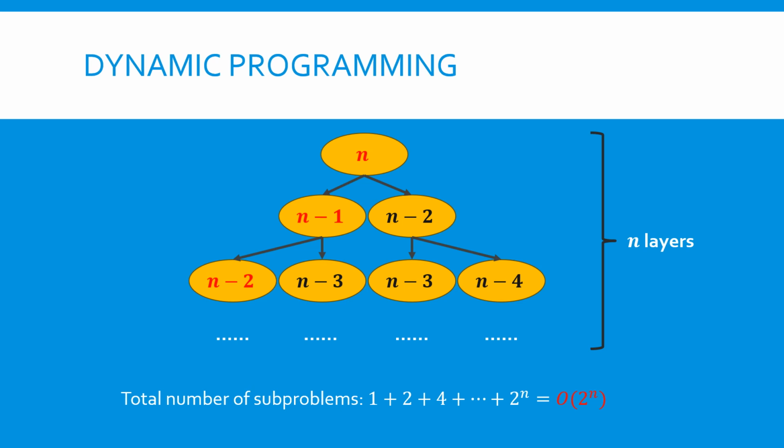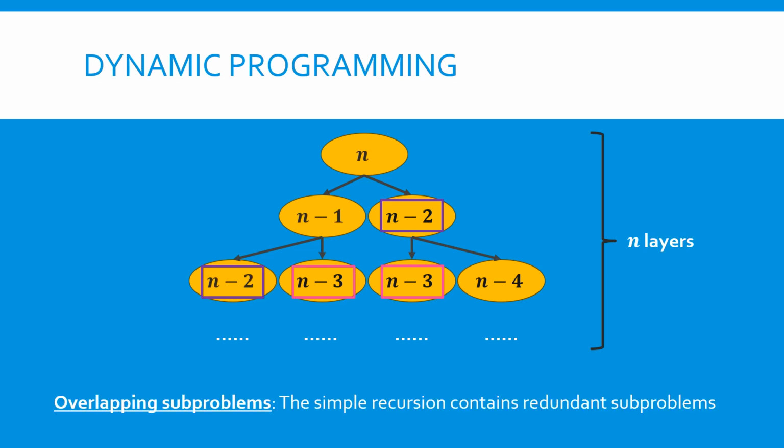Summing this up, the total number of subproblems to solve is in O(2^n). In other words, the overall time complexity of this algorithm is exponential. It might be surprising to find that solving such a simple problem requires exponential time. So let's figure out why.